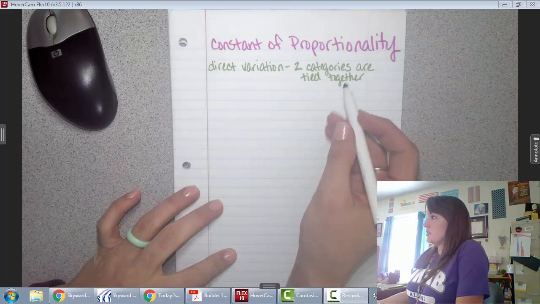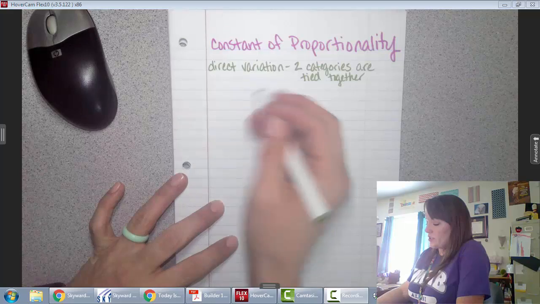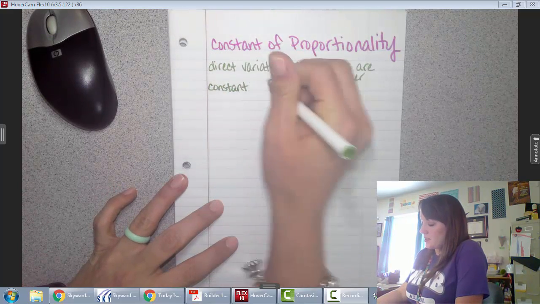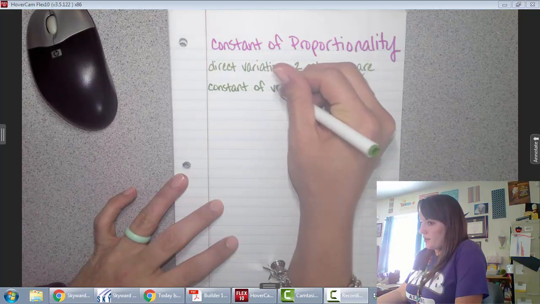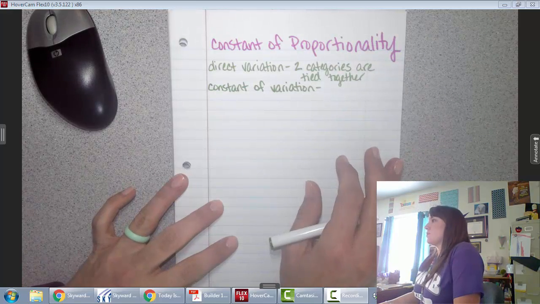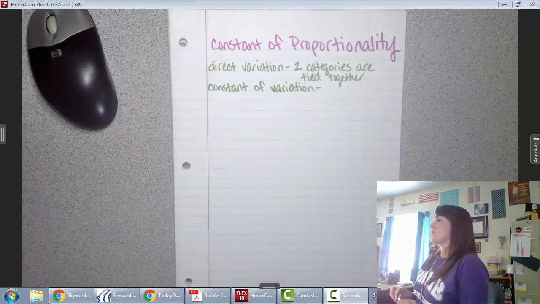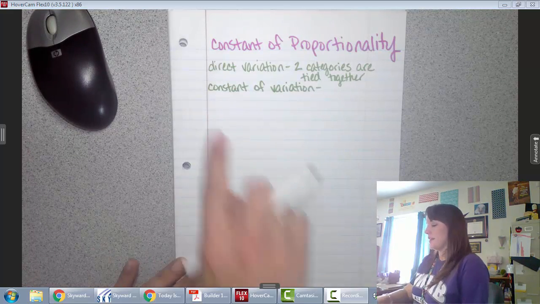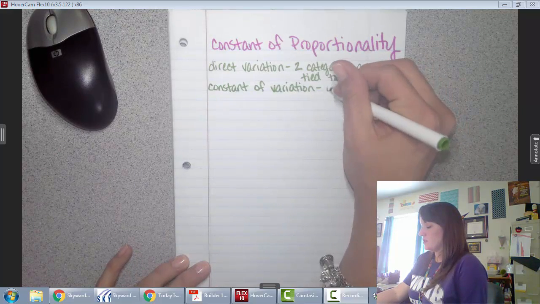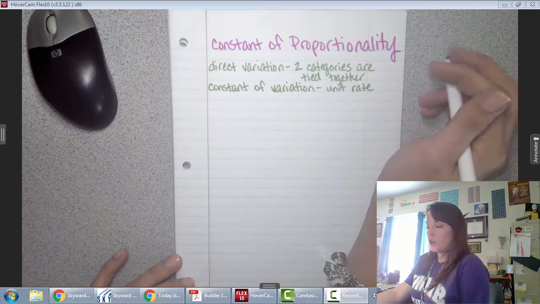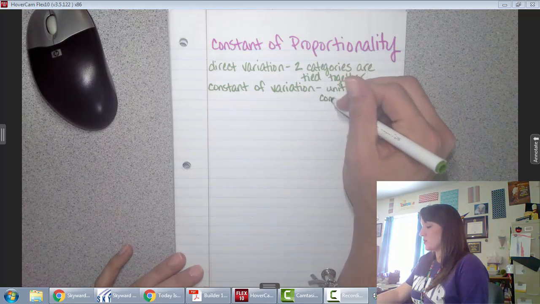Alright, next word is constant of variation. You know, yesterday we talked about constant rate of change. And then a couple weeks ago we talked about unit rate. It's all the same. This is just the unit rate. You might see it called the constant ratio.